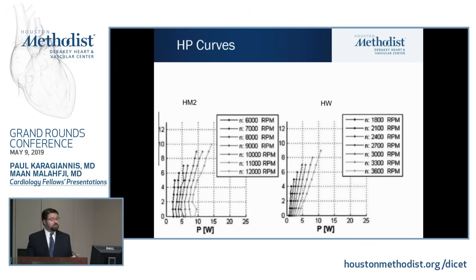And these are just the HP curves, just showing the linear relationship. The H is, of course, the pressure differential, and the P is the power. So you can see here for the hardware HVAD device, as power goes up, flow goes up. So that just reiterates and shows us that estimating flow using power is reliable.